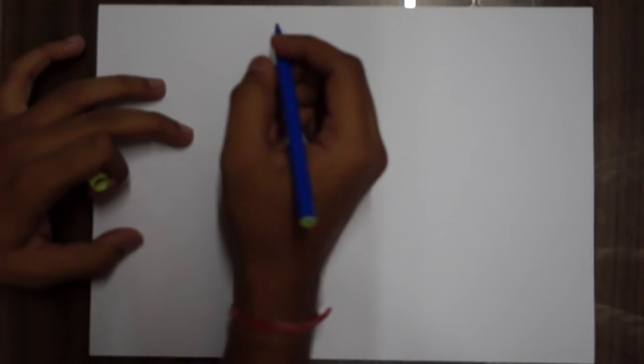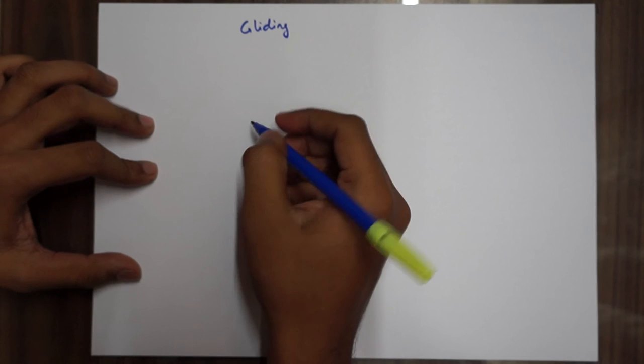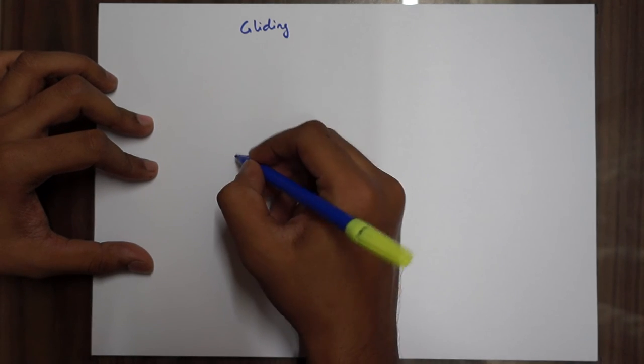Okay, next we'll discuss gliding. It's fun to glide, I guess. Let's see. Gliding. Alright. So gliding, similar diagram, just the opposite way it looks. So gliding is something like this.